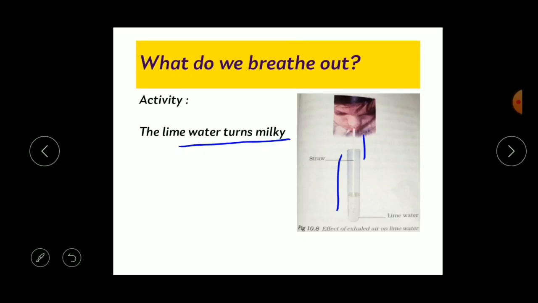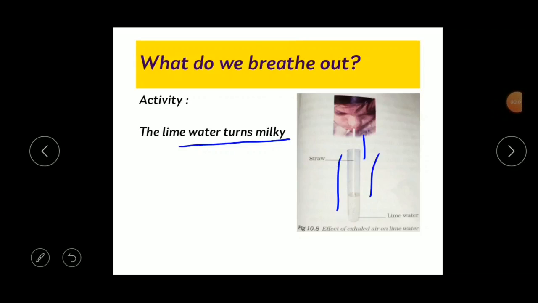Why? Because in the test tube we have lime water, and we are blowing carbon dioxide. When carbon dioxide mixes with the lime water, it forms calcium carbonate, which turns the lime water milky. Understood, children?